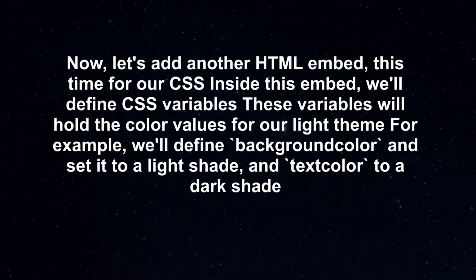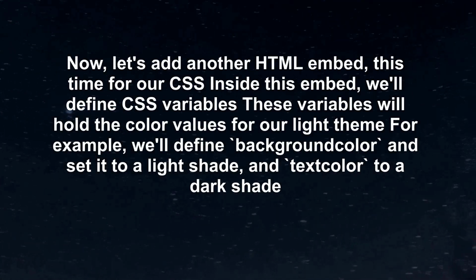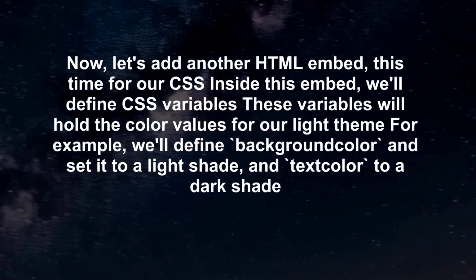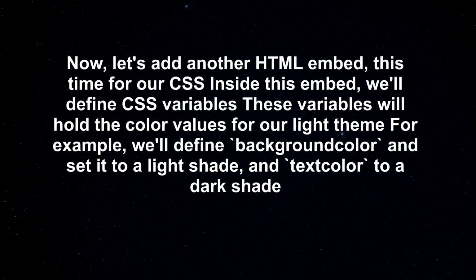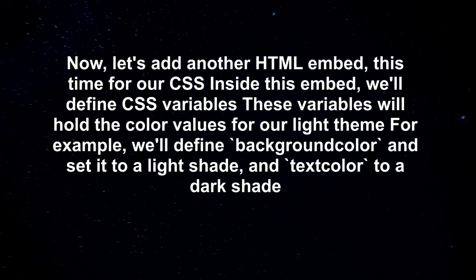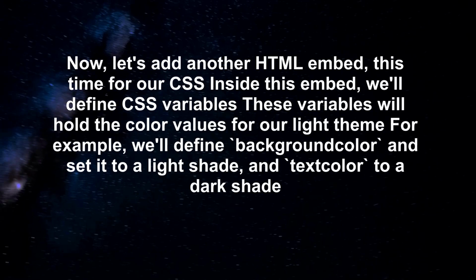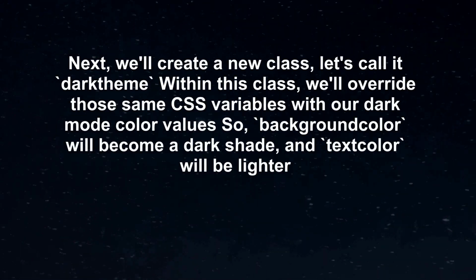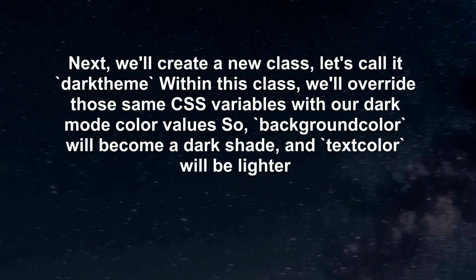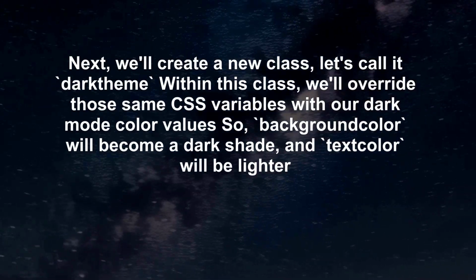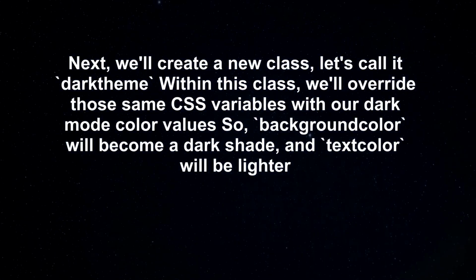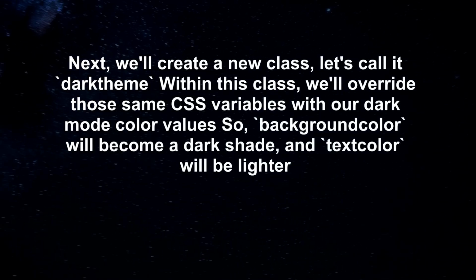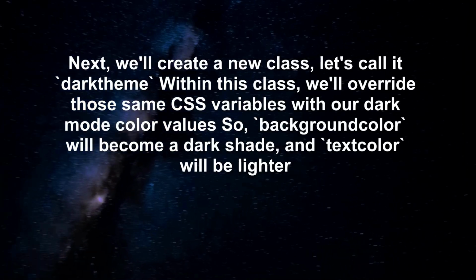Now let's add another HTML embed, this time for our CSS. Inside this embed, we'll define CSS variables. These variables will hold the color values for our light theme, for example. We'll define background color and set it to a light shade, and text color to a dark shade. Next, we'll create a new class. Let's call it Dark Theme. Within this class, we'll override those same CSS variables with our dark mode color values, so background color will become a dark shade, and text color will be lighter.